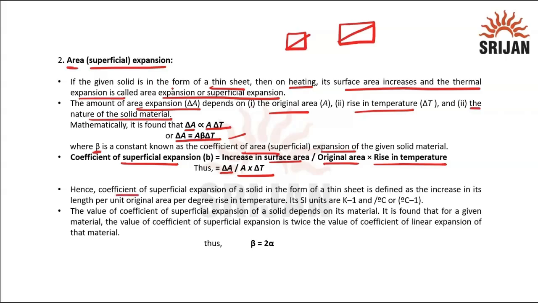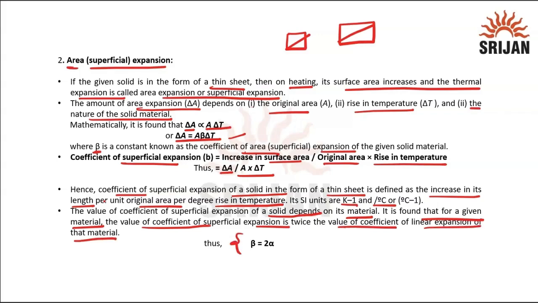Now, how can you define the coefficient of superficial expansion of a solid in the form of a thin sheet? It is the increase in its area per unit original area per degree rise in temperature. Its SI unit is K raised to the power minus 1, or per degree Celsius. The value of the coefficient of superficial expansion of a solid depends on its material. For a given material, it is twice the value of the coefficient of linear expansion of that material, and you get this relation.